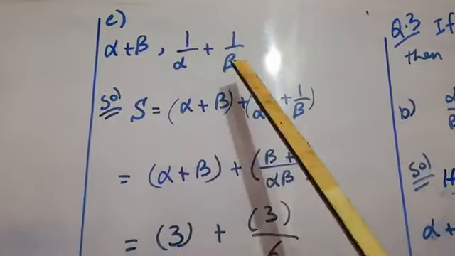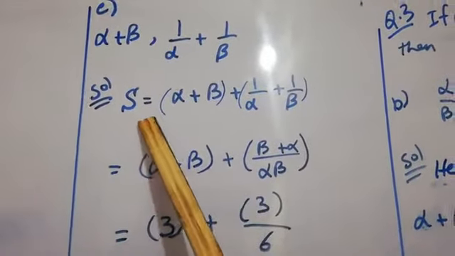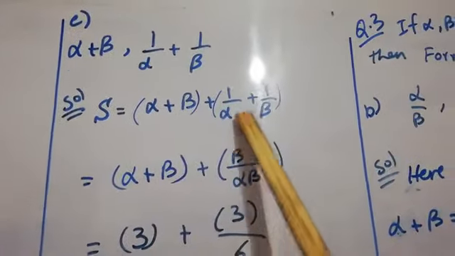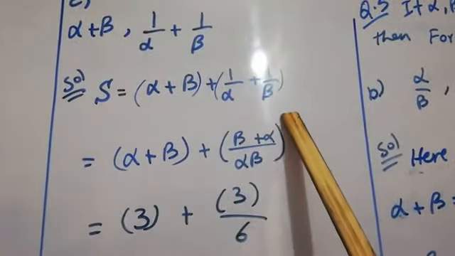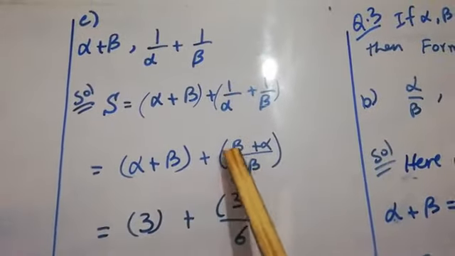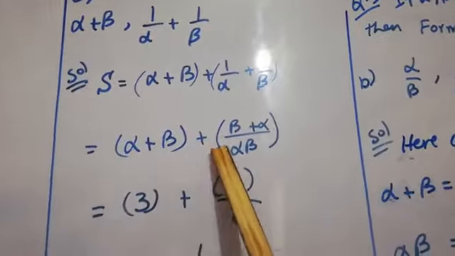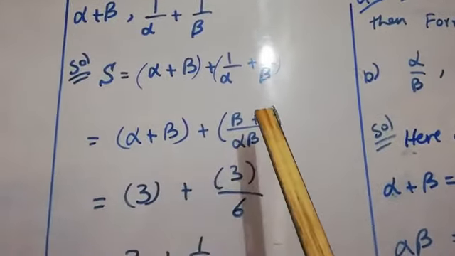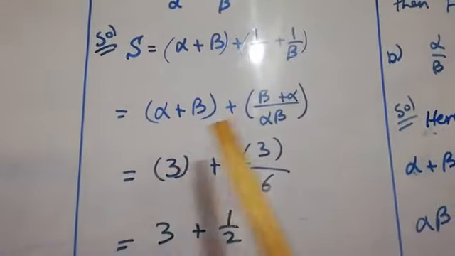Alpha plus beta, and the second root is 1 by alpha plus 1 by beta. First of all, we will find their sum: alpha plus beta plus 1 by alpha plus 1 by beta. From this side, we will take the LCM and we will get alpha beta plus alpha plus beta. You know that alpha plus beta or beta plus alpha both are the same.